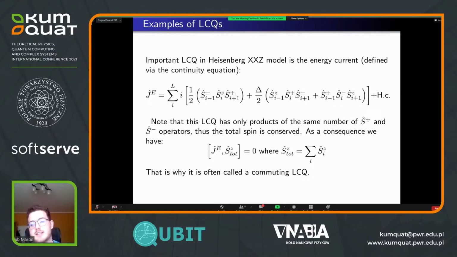This is important, especially in numerical studies, because it allows us to restrict the studies to a subspace of the full Hilbert space with fixed total spin, or like a fixed number of particles in the fermionic models. And this greatly reduces the computational complexity of our task.